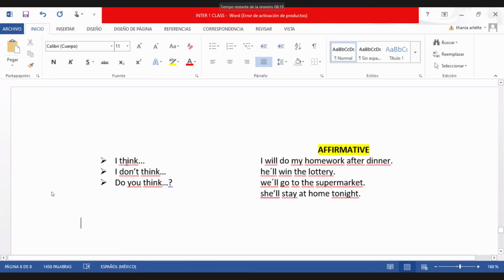Tanya, when are you going to do your homework? I think I'll do my homework after dinner. Or maybe in the negative, I don't think I will do my homework after dinner because I am too tired. Now the sentence becomes negative, you see? I don't think I'll do my homework after dinner because I'm too tired.